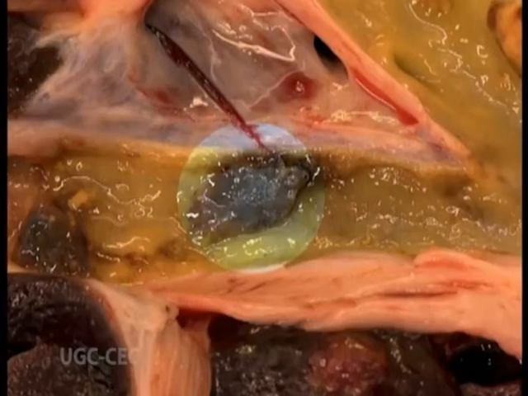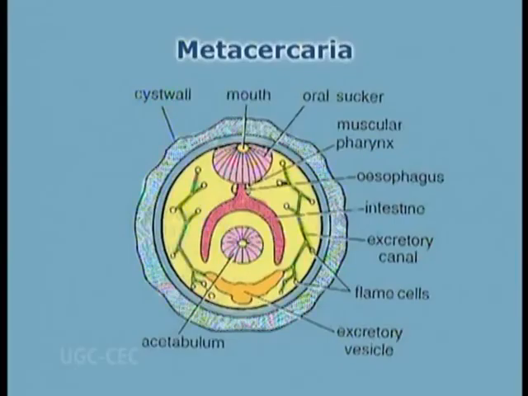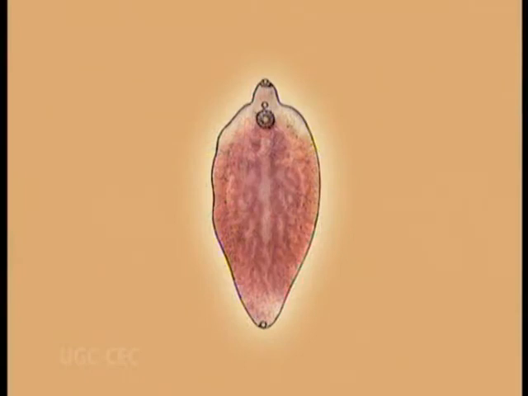It will feed on the liver tissue and grow in size over 5 to 6 weeks, and it takes shelter in the bile duct, where it finally attains sexual maturity in 11 to 13 weeks. This metacercaria will develop and convert into a mature liver fluke which resides in the bile duct.